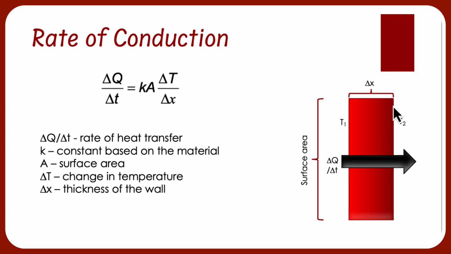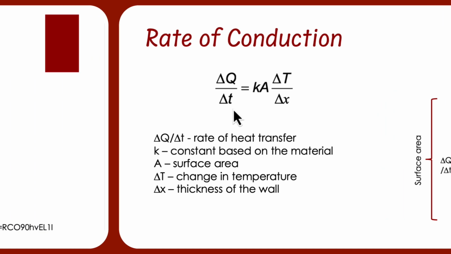If this was a window, for example, this would be the thickness of the window, a few millimeters. But the area might be like 1 meter times 1.5 meters in order to calculate the surface area. So it would be sticking out of my computer from right here. Change in temperature: the bigger the difference in temperature, the faster the heat will travel through your window. And then delta x being the thickness of the actual glass.